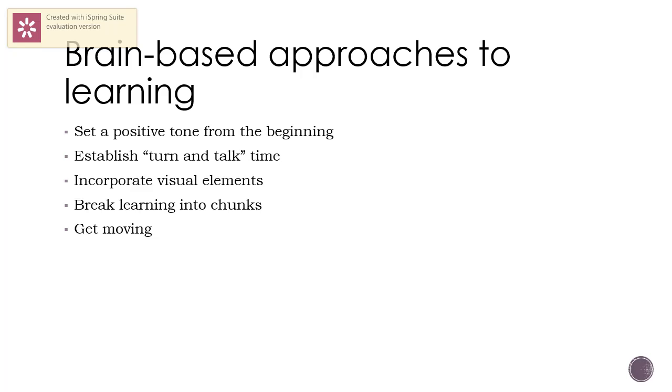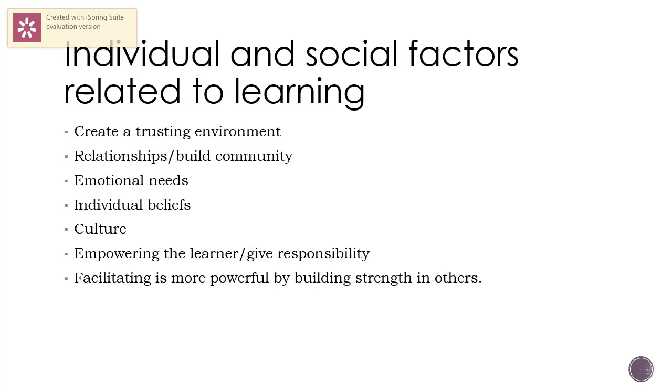Secondly, establish turn-to-talk time. Sometimes students understand concepts when they come from each other rather than the teacher. Thirdly, incorporate visual elements. Most students are visual learners. Therefore, any visual aids that are used can help reach students in a different way that is easier for them to connect with. Fourthly, break learning into chunks. Students can easily understand small chunks of information rather than being overwhelmed by too much information. Lastly, get moving. Physical activity in the form of brain breaks can increase brain activity and function.